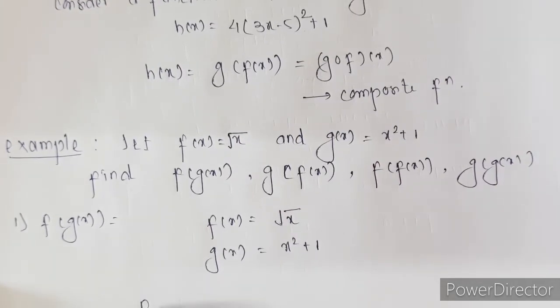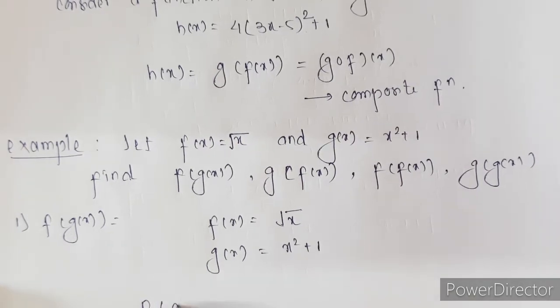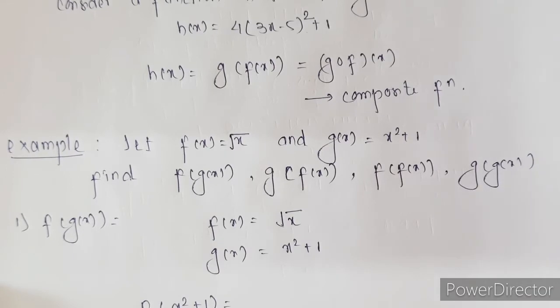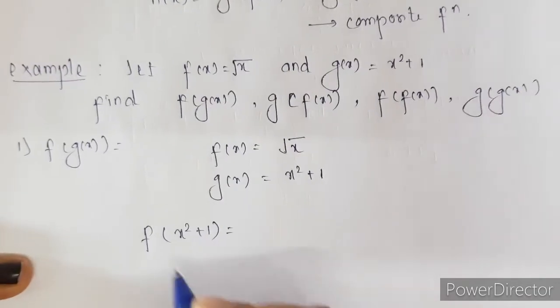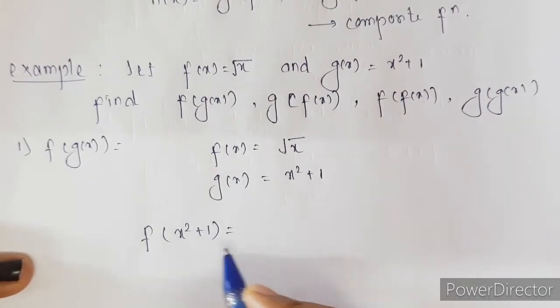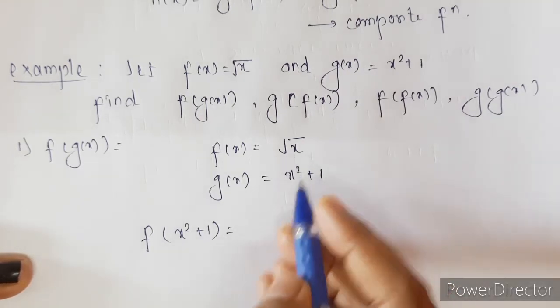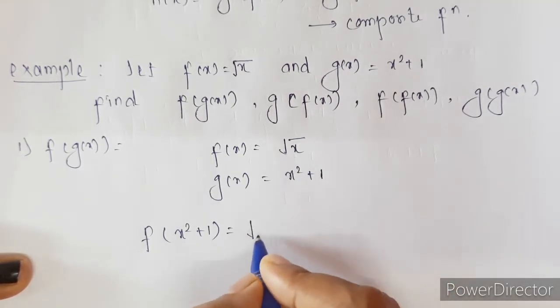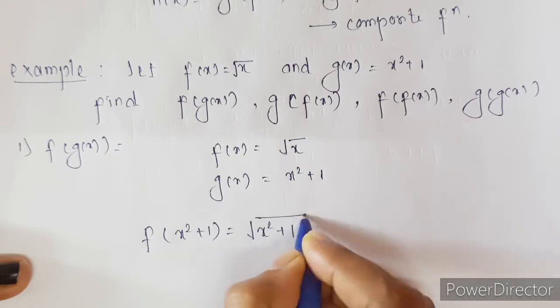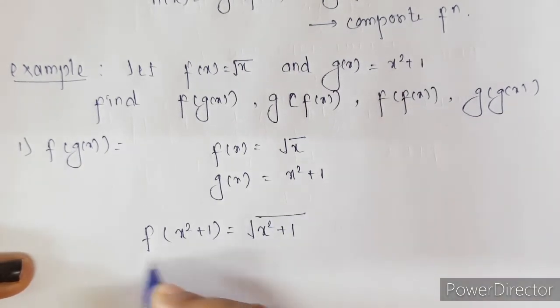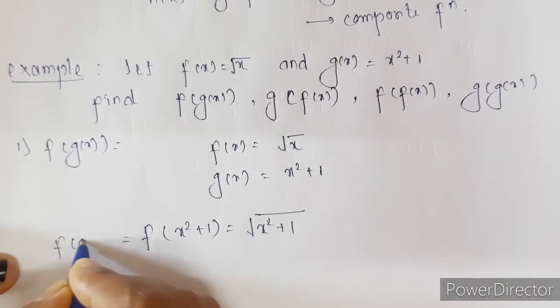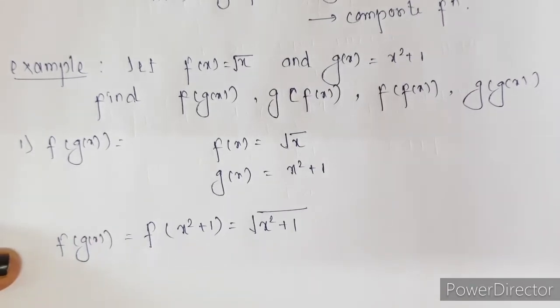Now in f we have to substitute g of x instead of x. So what is g of x? It is x square plus 1, right? So instead of x, now we have to substitute x square plus 1 in f of x. So it is root of x, and instead of x we write x square plus 1. So this is our f of g of x.